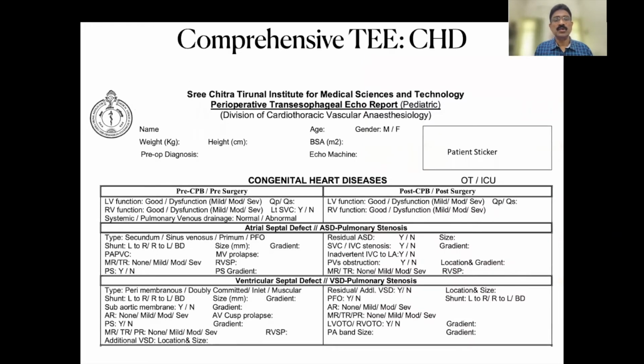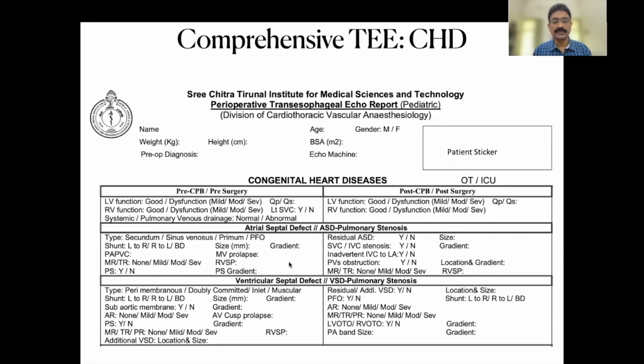This is the intraoperative comprehensive TEE form which we use in our institute. It has 2 columns, the pre-CPB or pre-surgical column and the post-CPB column. In every case, we need to assess the LV and RV systolic function, and also the systemic and pulmonary venous drainage. In every case of congenital disease, we need to look at left SVC also. In the post-CPB period, again, we look at biventricular systolic function. In some cases, we need to assess the Qp by Qs to assess the pulmonary blood flow.